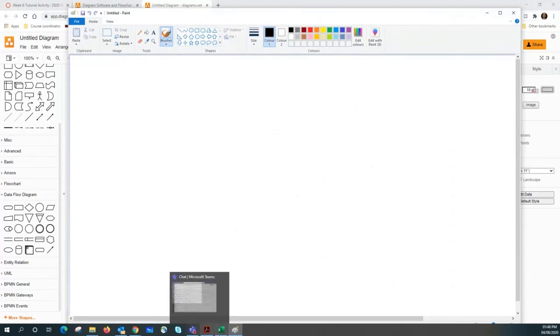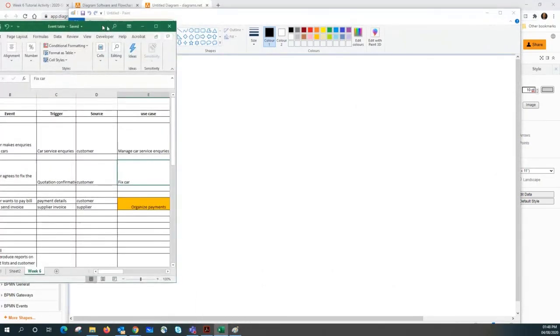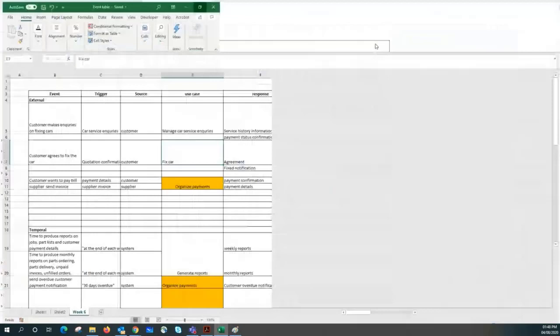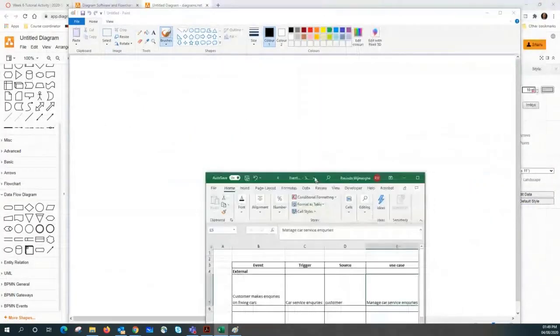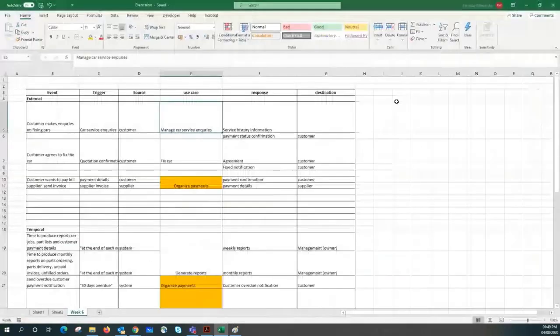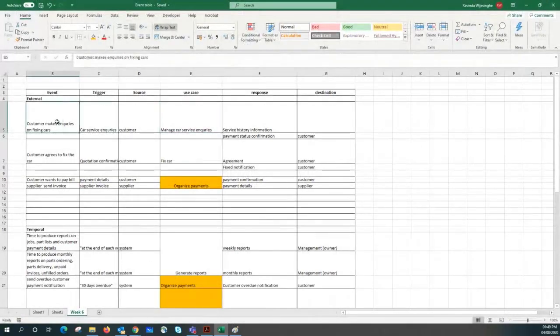Right. So let's take the first fragment, this one. Okay, manage car service inquiries. So that is the first fragment. Okay, the other important thing that we need to think about is, when you take these use cases, we need to think about what are the entities.